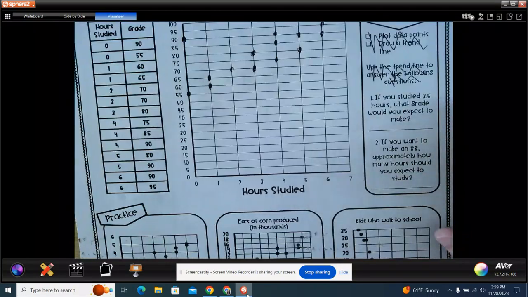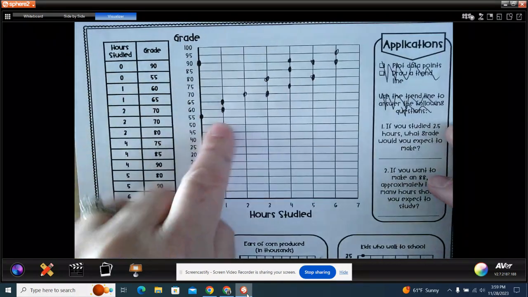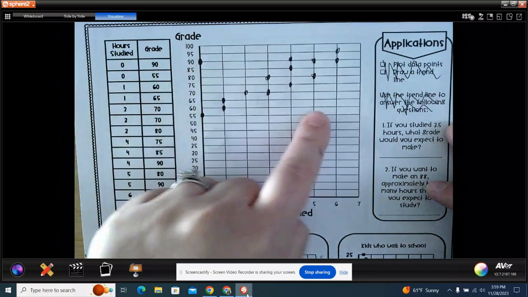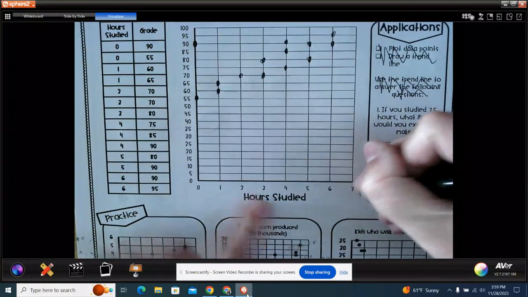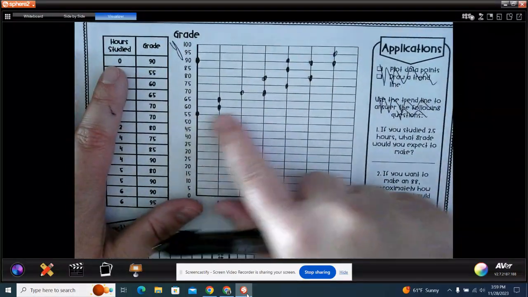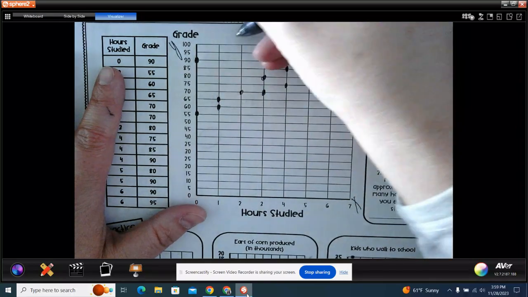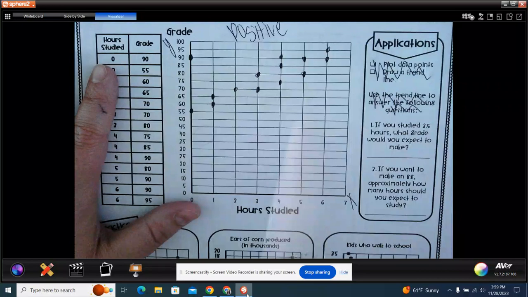All right, on the back, we have a graph with the hours studied and the grade. Our x-axis is the hours studied, and the y-axis is our grades. If you look at this, our data points are going up, so this would be considered positive correlation. The more you study, the better the grade that you're going to get.